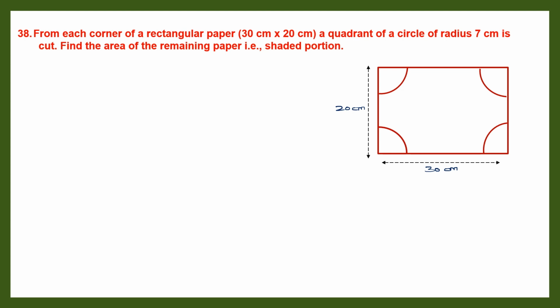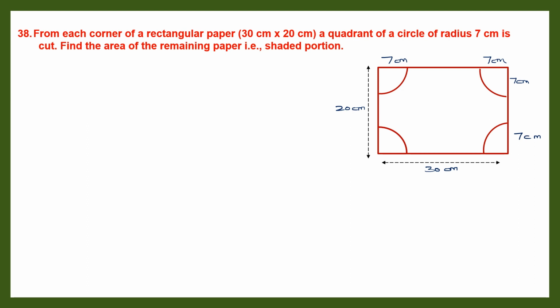From this, a quadrant is cut off. Can you see this part? This is a quadrant. It's a quarter of a circle. So there are 4 quadrants as you can see. So a quadrant of circle of radius 7 centimeters is cut. Okay. So here it says the radius is 7 centimeters. So let's write that. This is 7 centimeters. Here also the radius is 7 centimeters. This portion is 7. So the radius is 7 centimeters. So similarly on the other sides also.